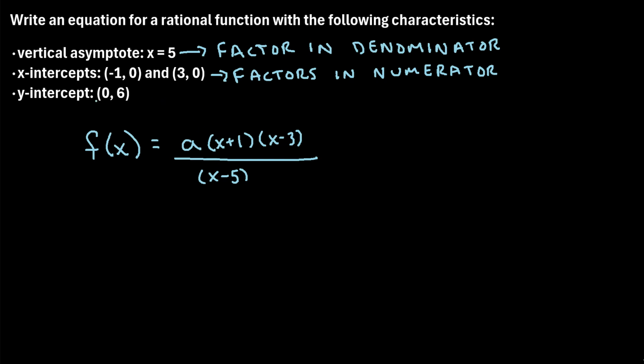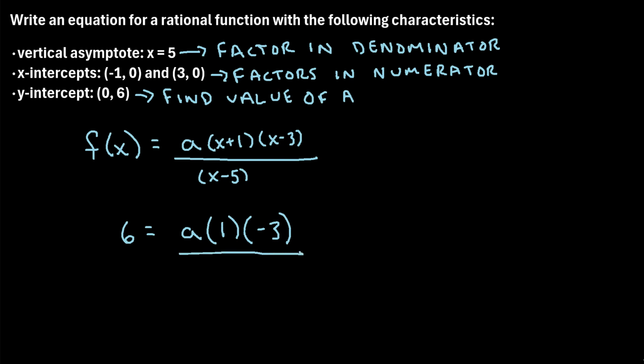The last step is we can use the y-intercept to find this value of a. So the way that we do that is we plug in a 0 wherever we see an x, and we plug in a 6 for the output, or right here for the f of x. So here's what we can write. 6 is equal to a times, we're plugging in a 0 wherever we see an x. So 0 plus 1, that's just 1. 0 minus 3, that's -3. And that's all over, we're plugging in a 0 for this x, so 0 minus 5, so -5.